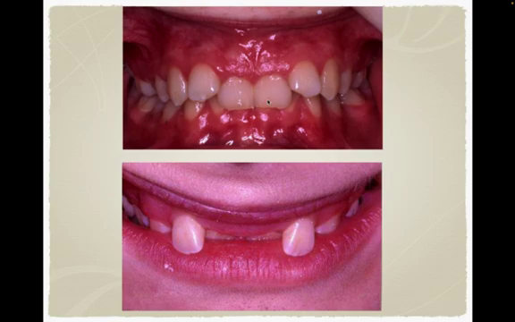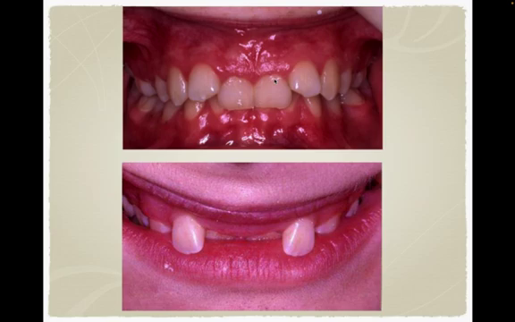And this retroclination will result not only in retroclination, but also extrusion of the incisors. So if you look at the gingival margin of the canine, lateral, and the central, you can see that the central incisor gingival margin is more incisally compared to this one, which means that the incisors are not only retroclined, but also extruded, which will deepen the bite even more.